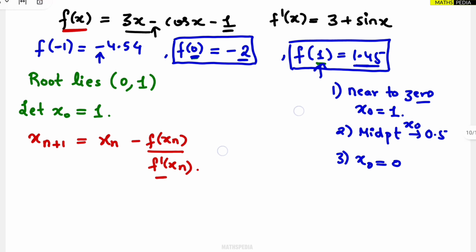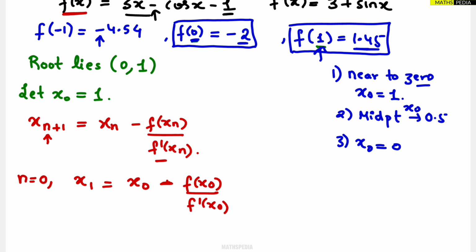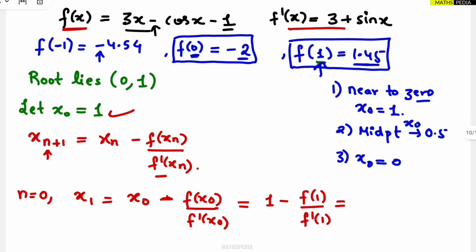Now we'll go for the first iteration where the n value you have to substitute as 0. So when n value becomes 0, what will happen? Substitute here. It will become x 0 plus 1, x1. This will be x naught minus f of x naught divided by f dash of x naught. That means what is x naught value? The initial approximation we have considered, 1, minus we have to find f of 1 and f dash of 1, both the things. That means in the function you have to substitute 1 here also, here also.